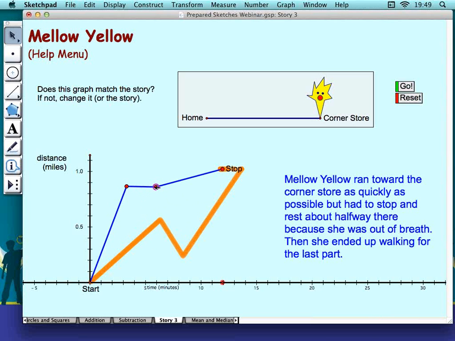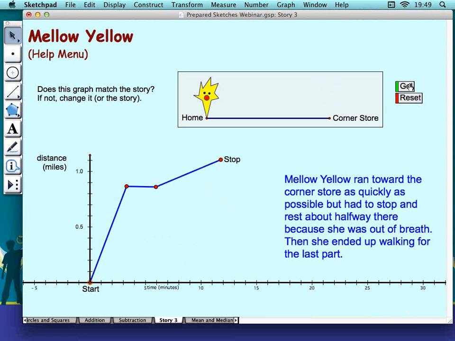In the second section, we can make her stay right about where she is, and then she can walk for the last part. And let's see if that's correct. Reset and go. She's running towards the corner store, run, run, run, stopping and resting, and walking the rest of the way. So that process of getting these three different representations in concert with each other is a very interesting and useful one for kids, and hopefully will help them to eliminate some of the misconceptions that they often have.